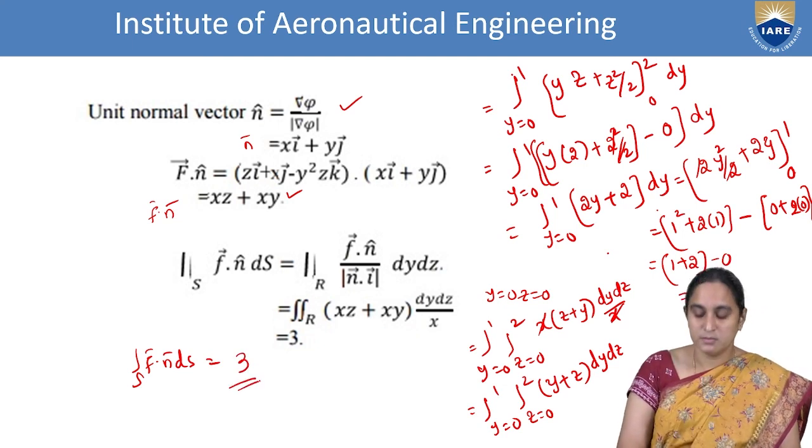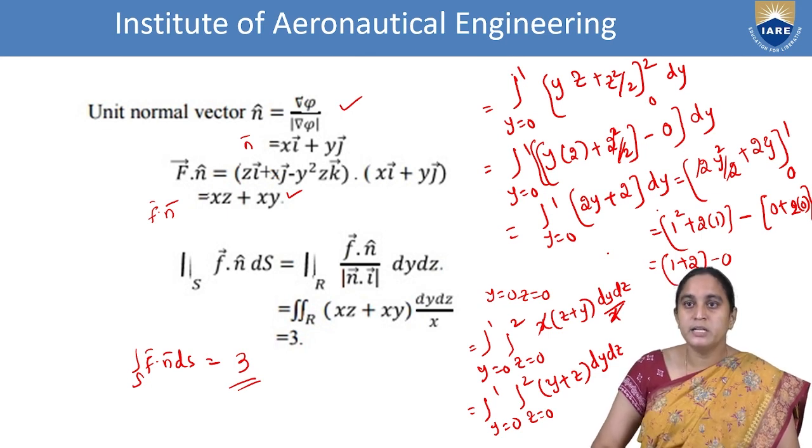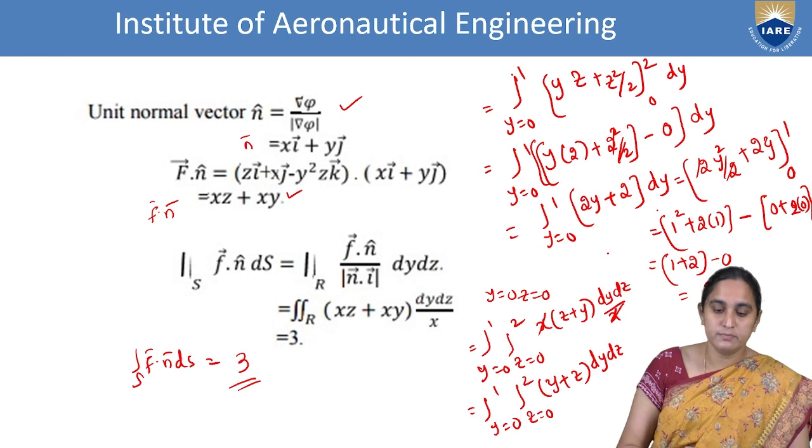This is the concept of the surface integral for the first octant, not only dy and dz, in relation to the given limit points. This is the final answer for the second question: the surface integral of f bar dot n bar ds is equal to 3.